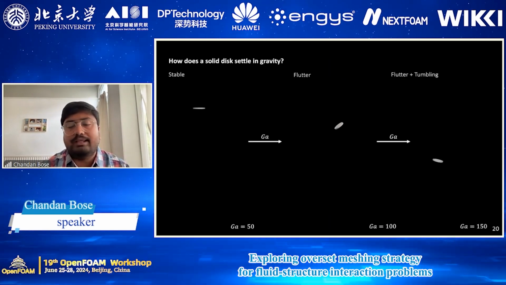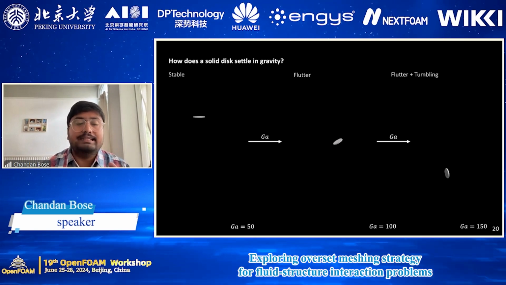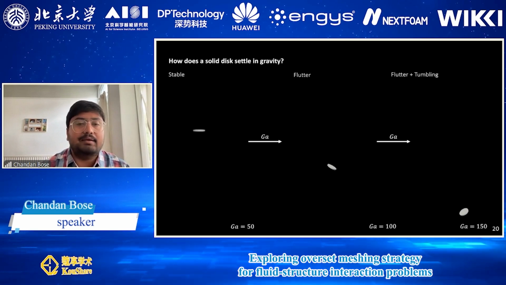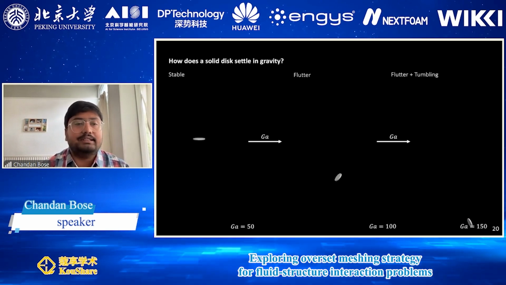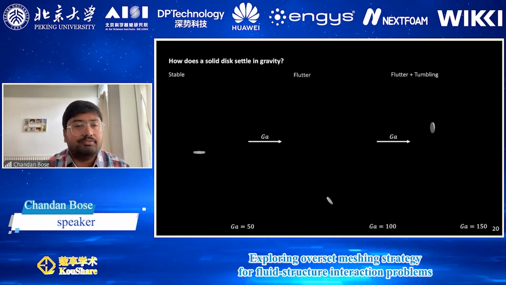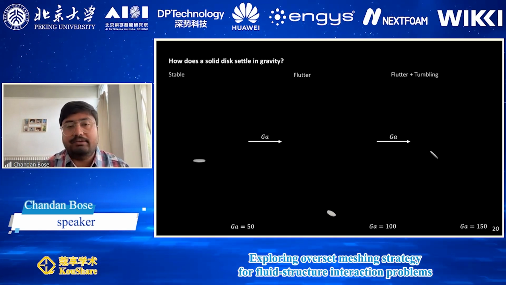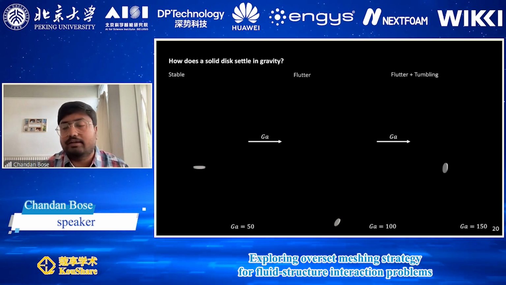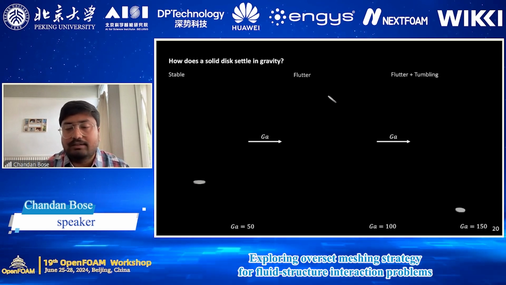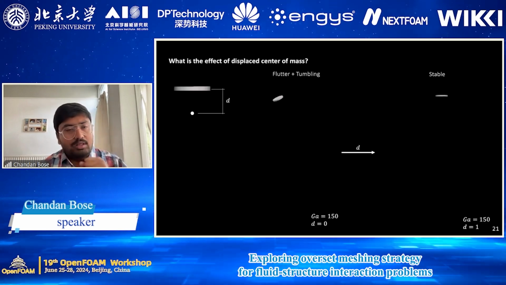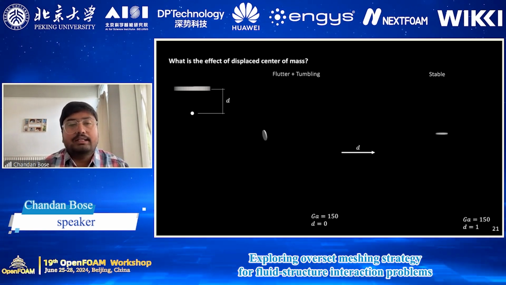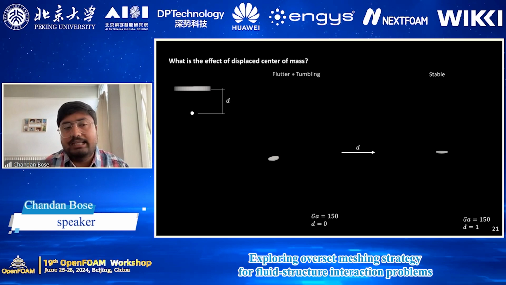And just to give you a brief overview of what kind of dynamics we can expect, as I said, for a given Reynolds number, or the equivalent Reynolds number based on the gravitational velocity, which is the Galilei number, we are studying the different dynamical signatures of these three-dimensional free-falling disks, which can be steady free fall, a periodic flutter, or a completely chaotic zigzag motion combining flutter and tumbling.